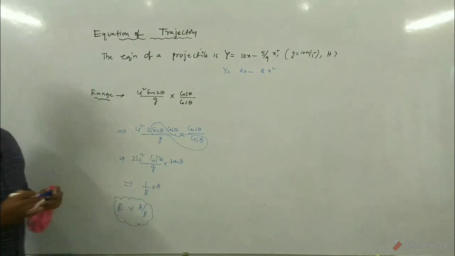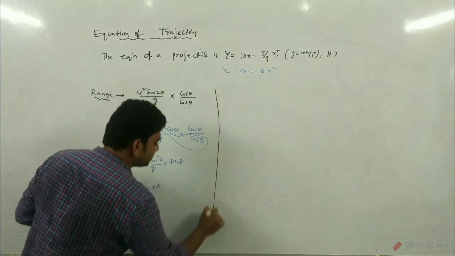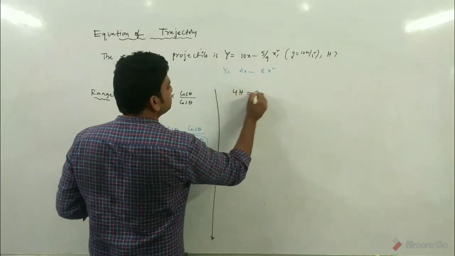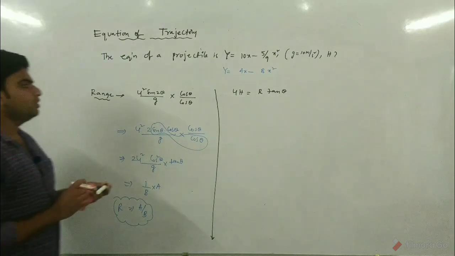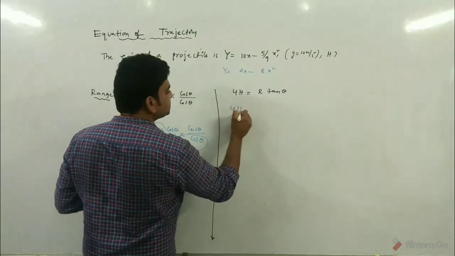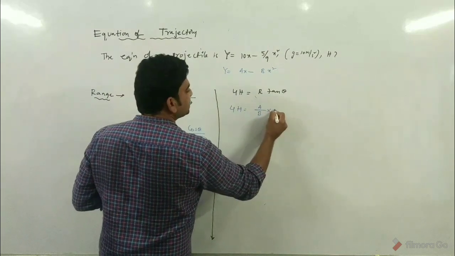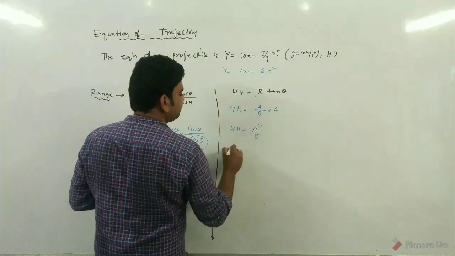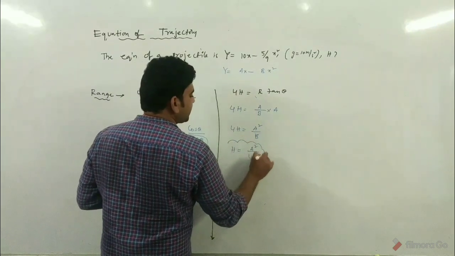In the same way we can also calculate maximum height. We know the relationship between maximum height and range, that is 4h is equal to r tan theta. We don't know the h value, but we know the range in terms of a and b. So 4h is equal to a by b into tan theta. Tan theta is nothing but a, so 4h is equal to a square by b. From here h becomes a square by 4b. So this is my maximum height formula.